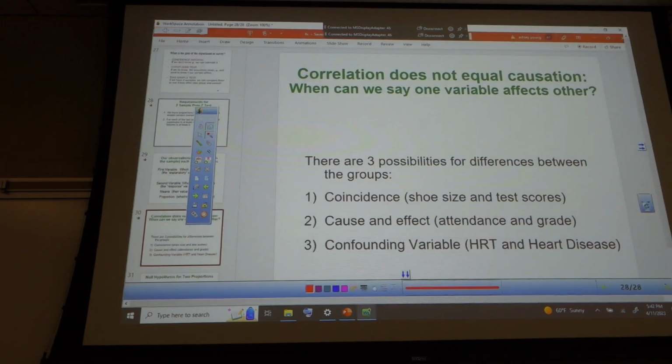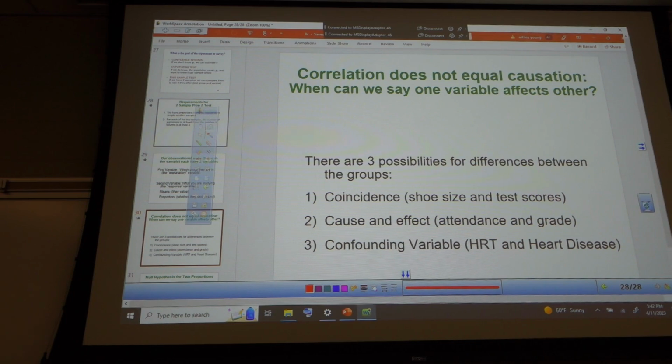Quick reminder from chapter 2, super important. I will have Alexa go ahead and read for me. Correlation does not equal causation. When can we say one variable affects the other? There are 3 possibilities for differences between the groups. 1, coincidence, shoe size and test scores. 2, cause and effect, attendance and grade. 3, confounding variables, or variable HRT and heart disease.